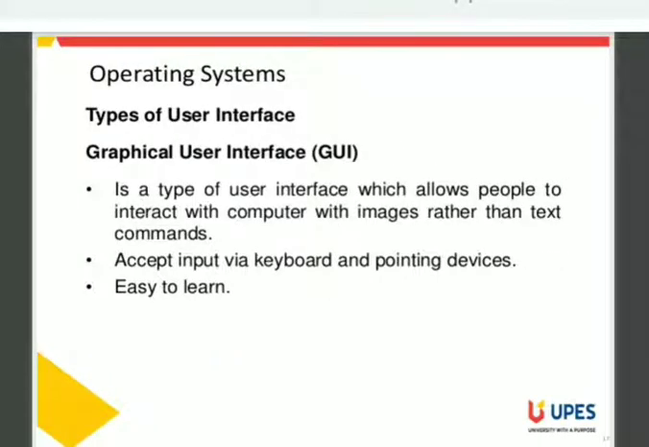The next type of user interface is graphical user interface. The graphical user interface, or GUI, is a type of user interface which allows people to interact with the computer with images. Instead of text, we interact with the computer using images, and it accepts the input via keyboard or pointing devices. This type of user interface is easy to learn.